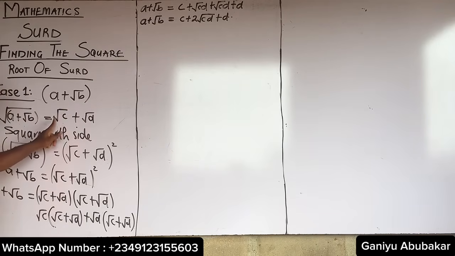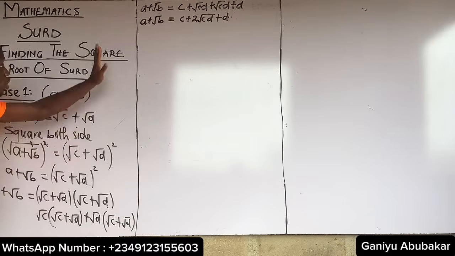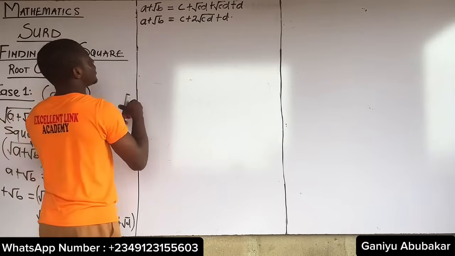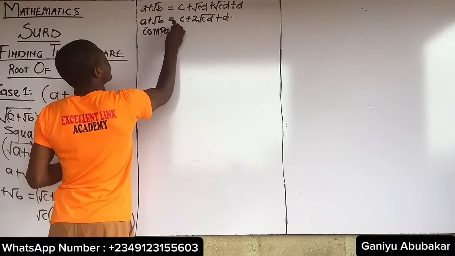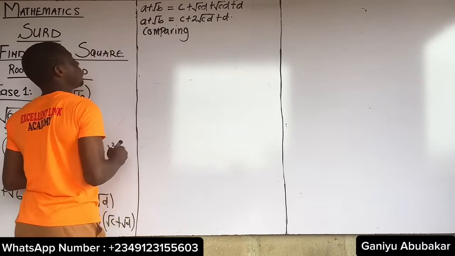You take the square root of an alphabet plus an alphabet this way. Then you apply this procedure here. So now, what's the next task? My next task is to compare. Comparing is my next task here.